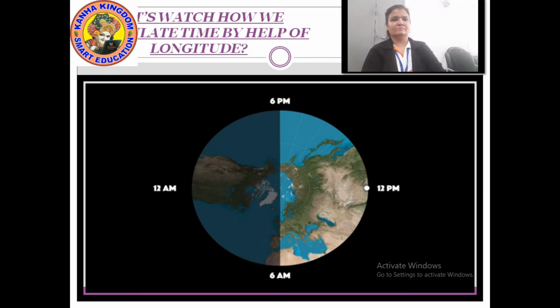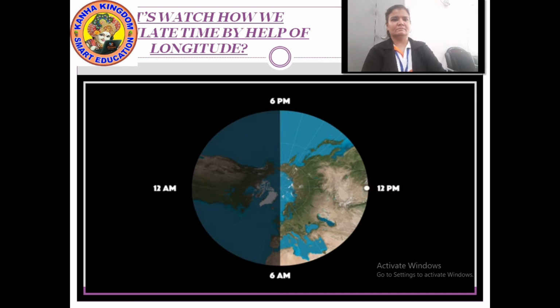So on my regular clock, I've marked off 12 p.m., 6 p.m., 12 a.m., and 6 a.m. And I've added this dot, and that dot represents a location that we're going to track. We're going to track it as it moves throughout the day. So right now, this white dot is in line with 12 p.m. That means that it's receiving sunlight. It's noon. It's the middle of the day.